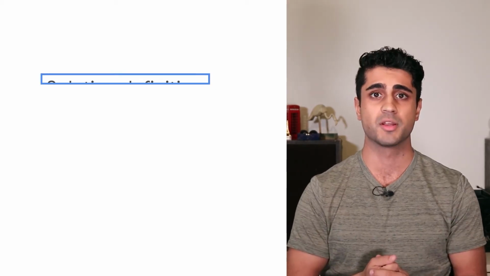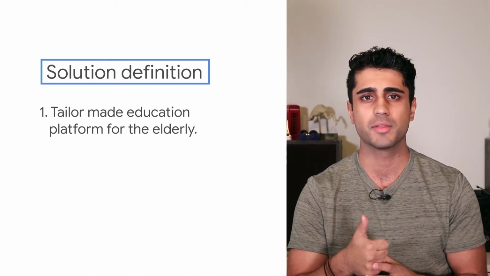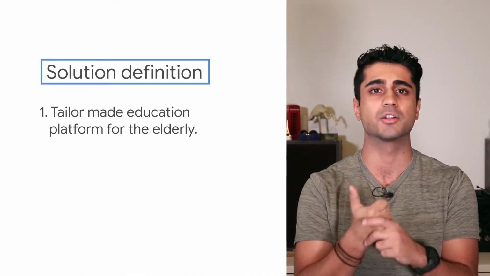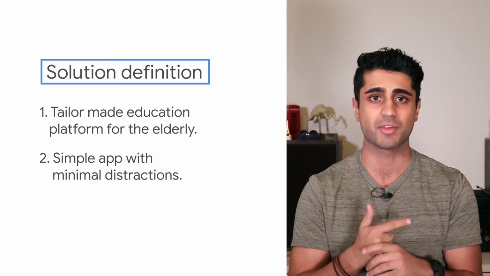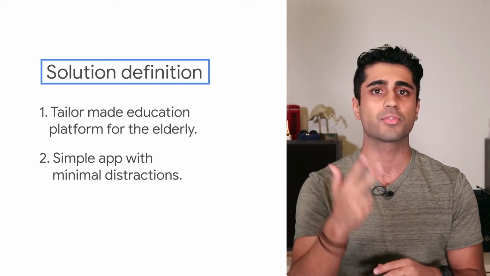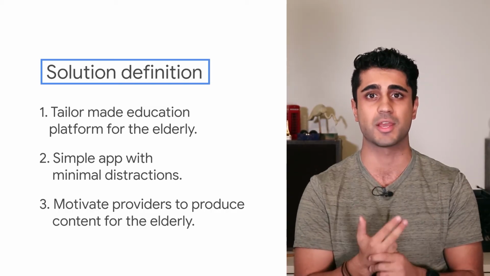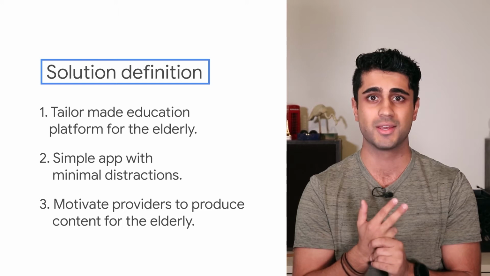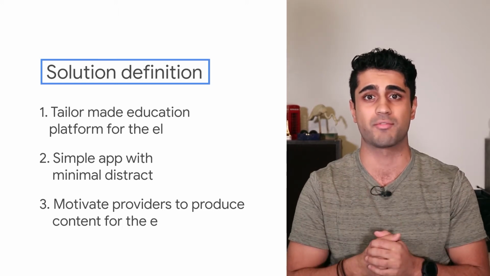Also during the design sprint, we define the solution as 1. Build a platform that supports the niche market of elderly education. 2. The client app should be simple to navigate and has minimal distractions, like notifications or ads. And 3. Course providers can produce content specifically designed for the elderly, possibly by the elderly, thus providing a revenue stream to a usually underserved demographic.